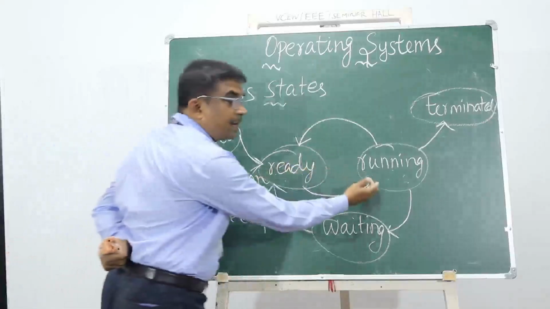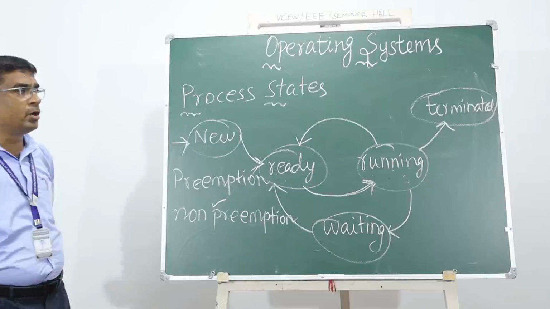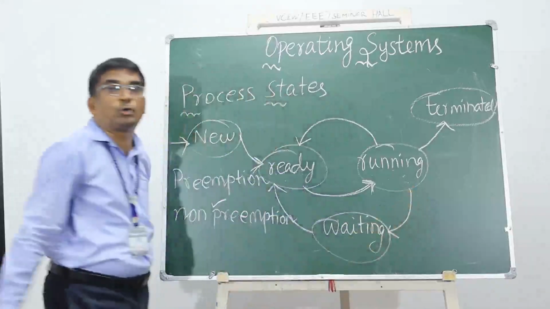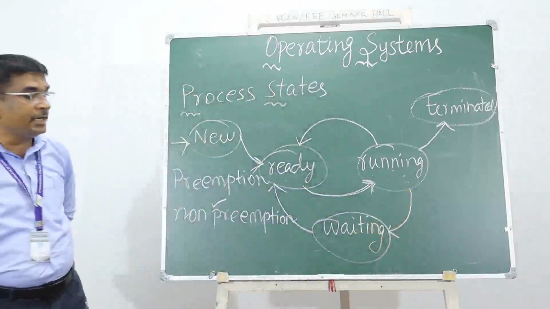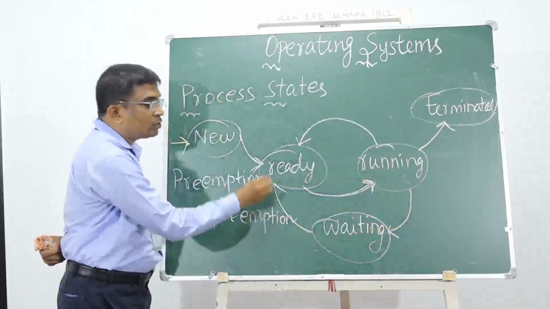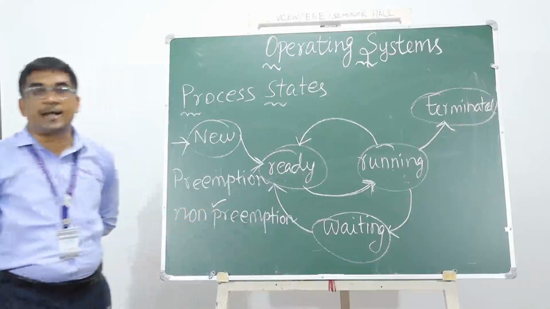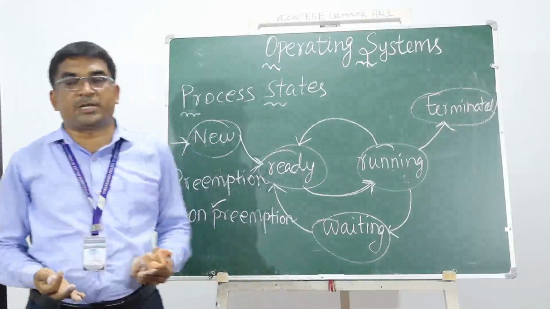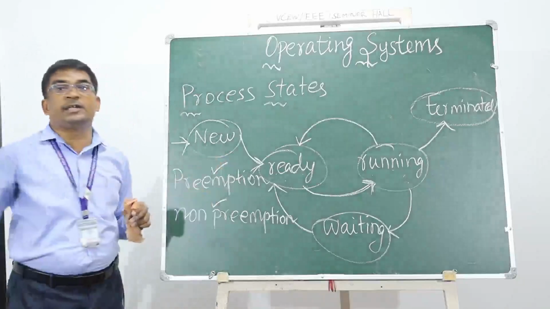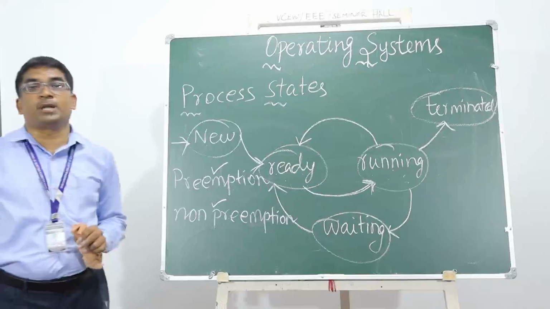Suppose a running state process is almost going to the terminated state, but in the running state, if an input output request is not granted immediately, it returns back to the waiting state, and once again it goes to the ready state. So we can call it an interruption. There is a temporary break, an interruption, in the process. So we can call it preemption in process states. So there are preempted processes and non-preempted processes.